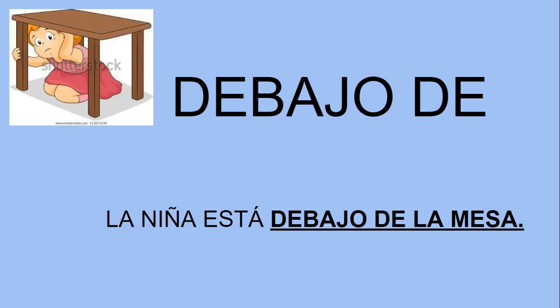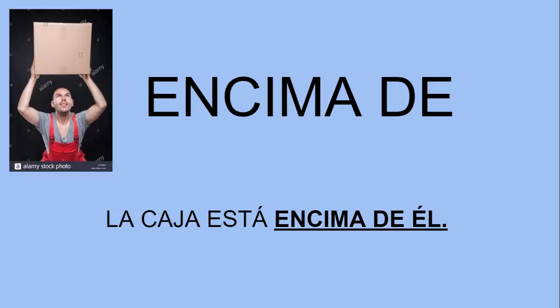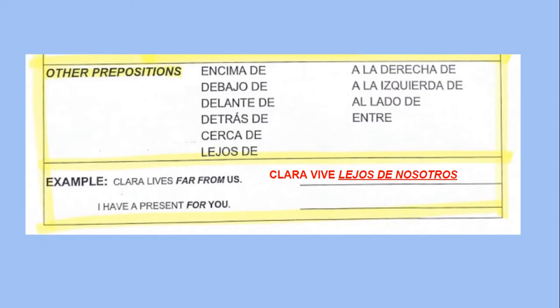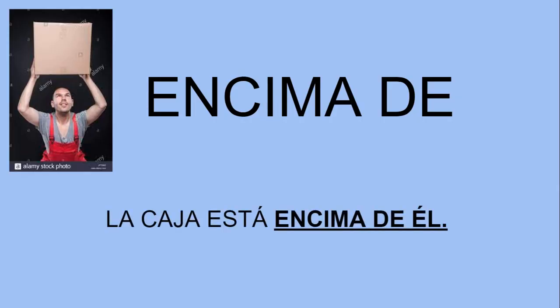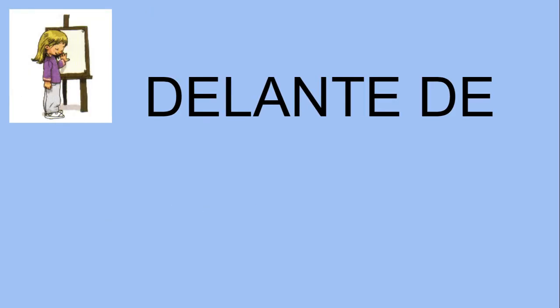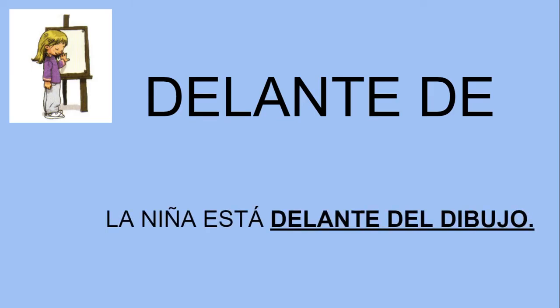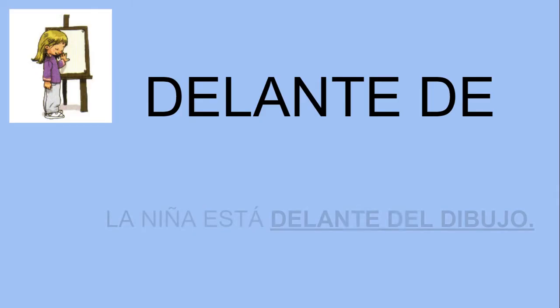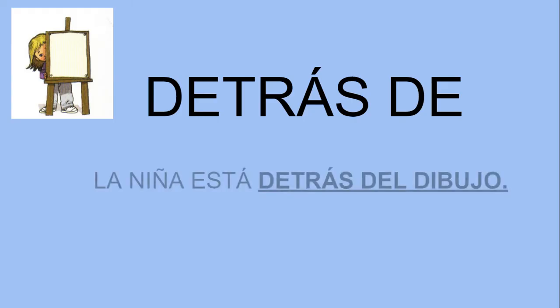We're still on the front of the page. We're on this part right here. You're writing out the English next to these words. Encima de means above. La caja está encima de él. Debajo de means below or underneath. La niña está debajo de la mesa. Delante de means in front of. La niña está delante del dibujo. Detrás means behind. La niña está detrás del dibujo.